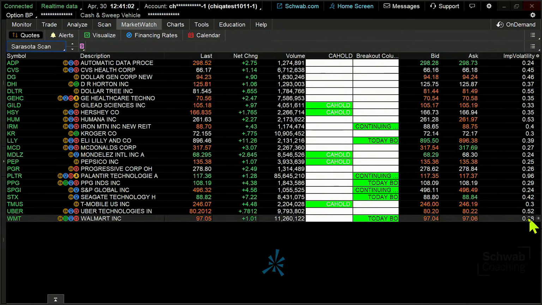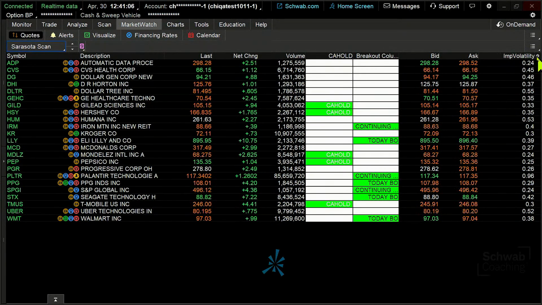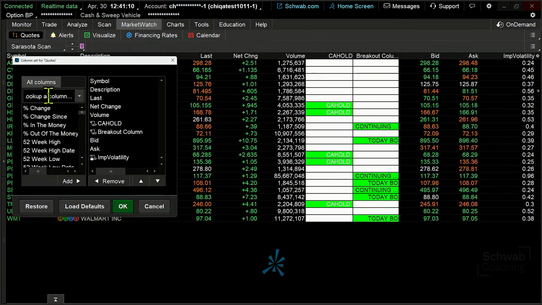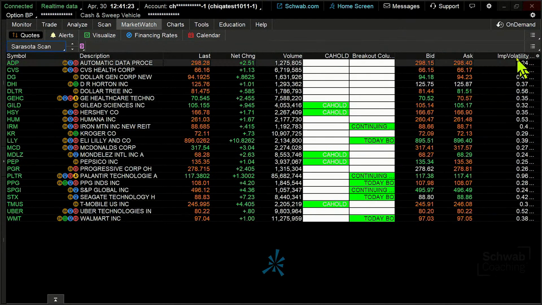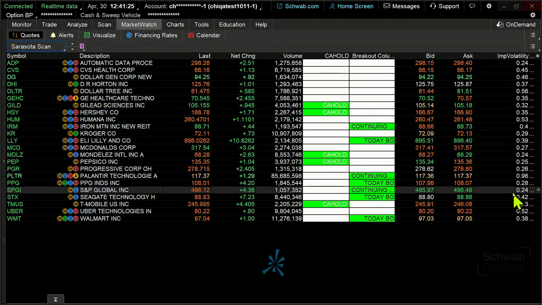Here's our implied volatility number, expressed as a percentage. You can add that to any watch list by clicking on that gear icon, clicking on Customize, and typing in IMP, not IMO, IMP, implied volatility. We're going to put implied volatility on our chart so that we can see it as a number, and there is that implied volatility number in a column header.